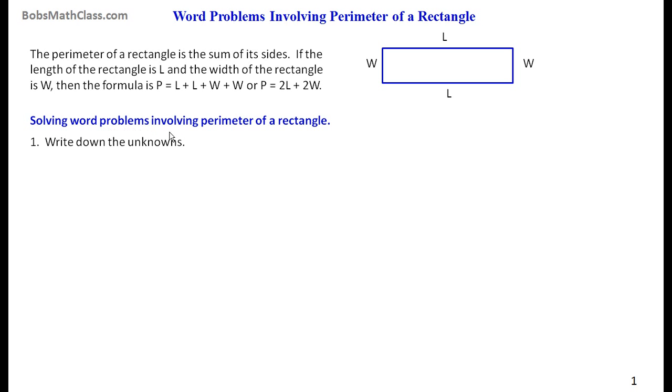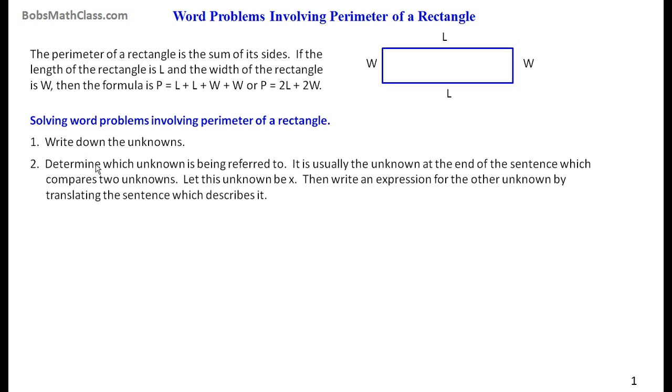Okay, solving word problems involving the perimeter. Step 1. Write down the unknowns. If the unknowns are width and length, then write down width and length. Number 2. Determine which unknown is being referred to. It is usually the unknown at the end of the sentence which compares the two unknowns. Let this unknown be x. Then write an expression for the other unknown by translating the sentence which describes it.